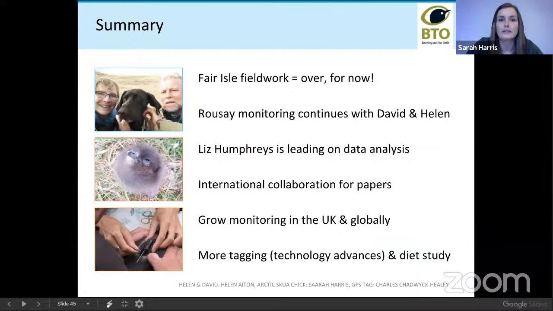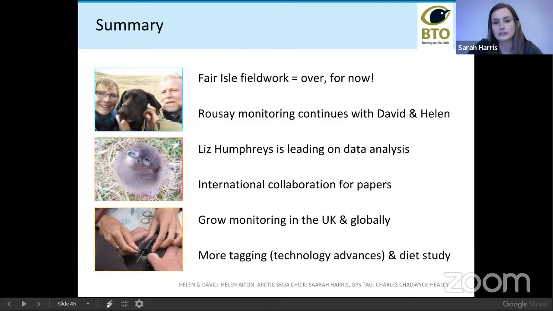For now, David and Helen continue to monitor the birds on Rousay, so there could be some more tagging scope there. Liz Humphreys is leading on the data analyses at BTO and also looking to work with other Arctic skua enthusiasts from around the world to collaborate, put our data together and produce some papers looking at the birds at a global scale. We'd like to grow the monitoring in the UK and globally, so trying to get a better handle on what the birds are doing in the UK and elsewhere as well.